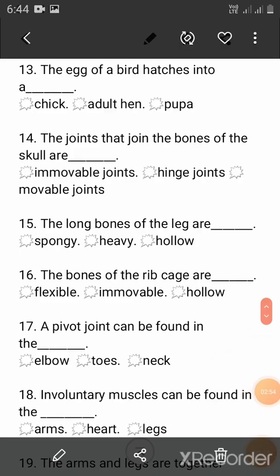Next, the egg of a bird hatches into a dash. Given options are chick, adult hen, and pupa. And the correct answer is chick.